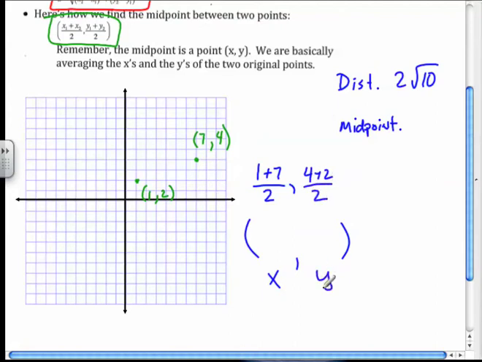So let's see, if I'm looking at the x, that's 8 over 2, that's just 4, okay? And then this is going to be 6 over 2, that's 3. So the midpoint is 4, 3. Well, let's check it. 1, 2, 3, 4, 1, 2, 3. Look at that, guys. 4, 3. It gave us the coordinates of the point that's immediately between. It's exactly between 1, 2, and 7, 4.